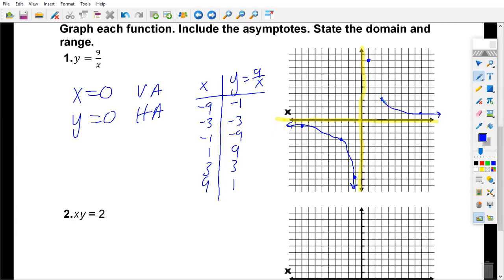And this is what your graph should look like. Okay, what's the domain and the range here? Perfect.